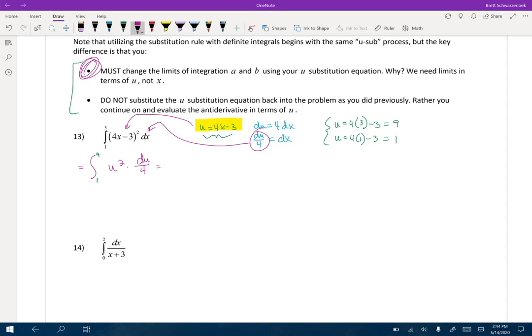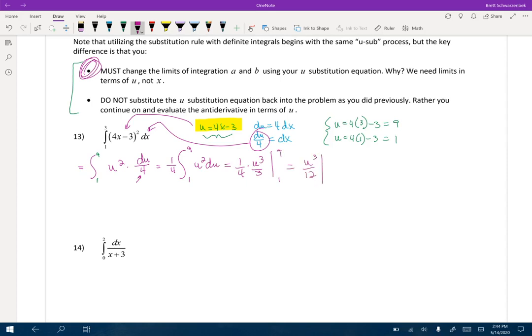This 4 is a 1/4 constant on the outside. We are now at the integral from 1 to 9 of u squared du. So we take the antiderivative. We get 1/4 u cubed over 3 from 1 to 9. Then we get u cubed over 12 from 1 to 9.